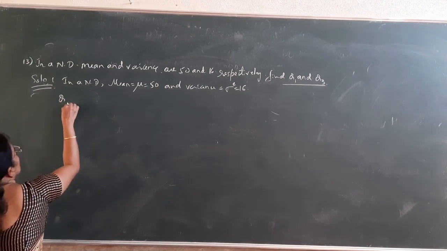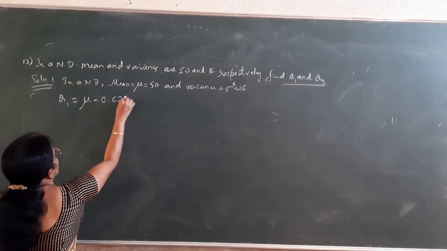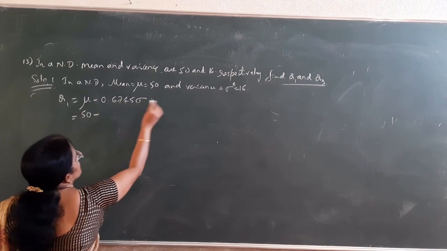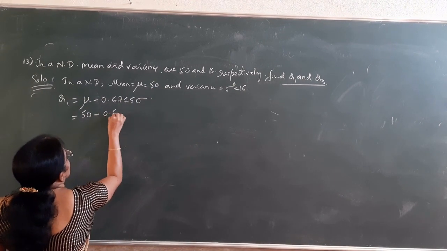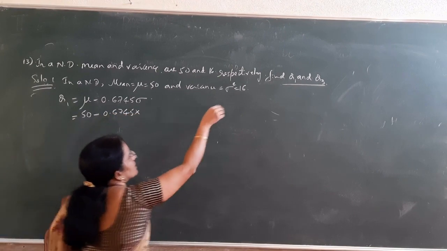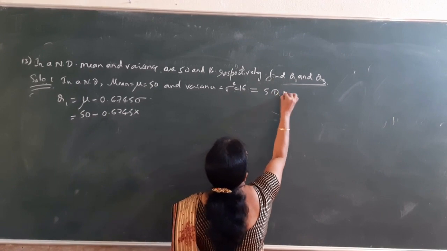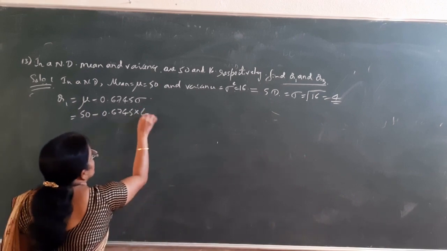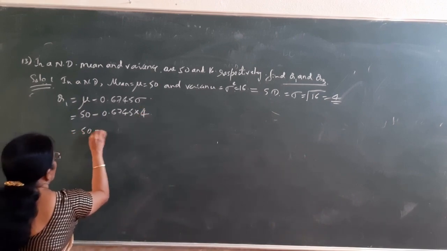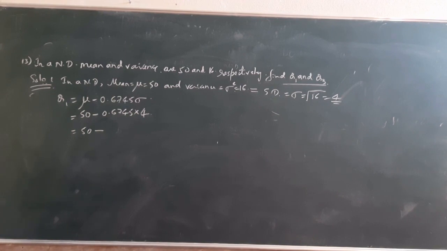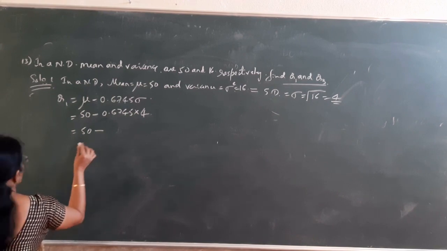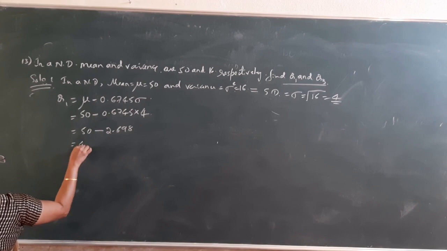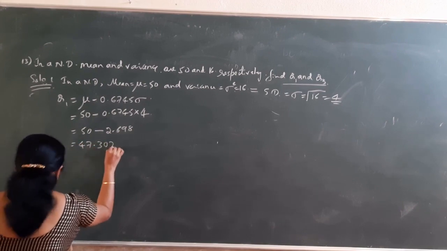So first one, Q1 equals mu minus 0.6745 sigma, which is equal to 50 minus 0.6745 into sigma. What is standard deviation? Since variance is 16, standard deviation equals square root of 16, that is 4. So here write 4, which is equal to 50 minus 2.698, which is equal to 47.302.